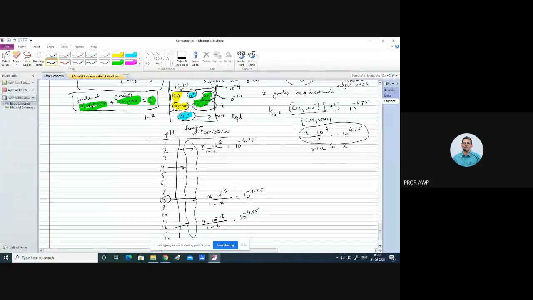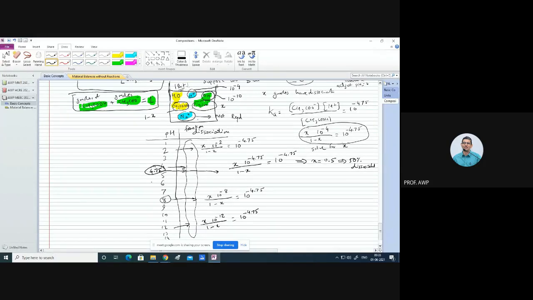Now the pKa is 4.75. If you had taken a pH of 4.75, then what would we have? X into 10 raised to minus 4.75 divided by 1 minus X would be equal to 10 raised to minus 4.75. This means X would have been 0.5. That means it would be 50% dissociated. That's the meaning of pKa, right? At that pH, 50% is in the dissociated form.